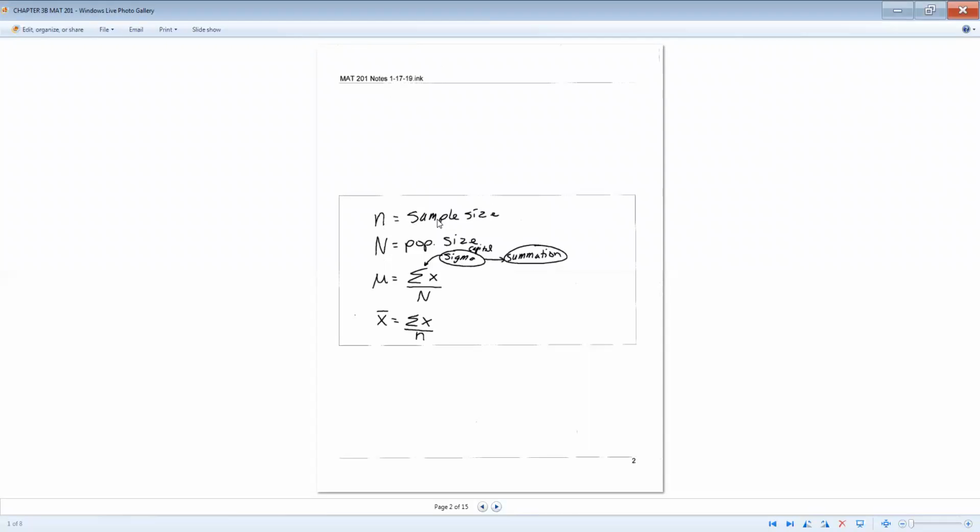Here we also have lowercase n, which represents your sample size. Capital N represents your population size. Mu is your average. Remember, that's adding up all your data values divided by the number of data values. So we have capital Greek letter sigma, which represents the adding up, the summation of your data values. Sigma X is the summation of data values, then divided by the number of data values, which is your population size, or for the sample, lowercase n.